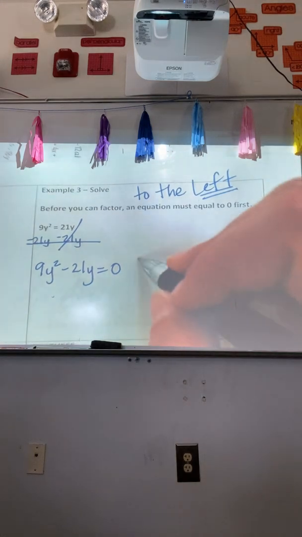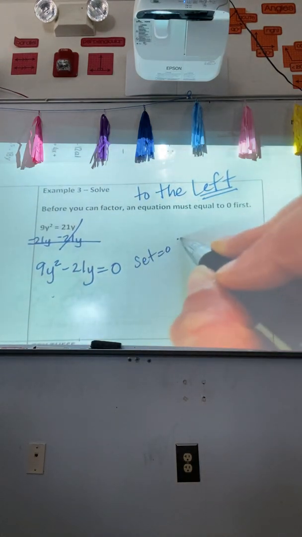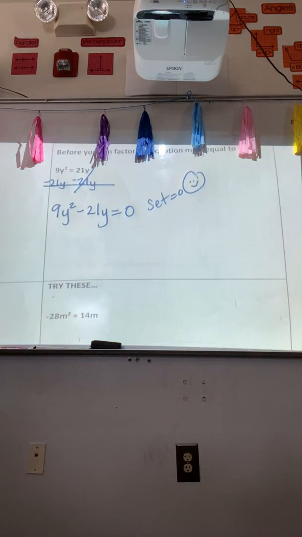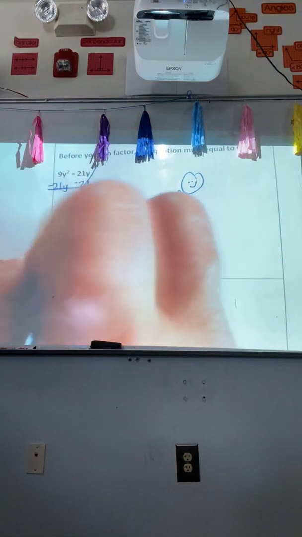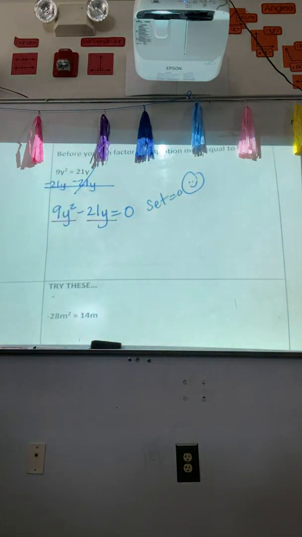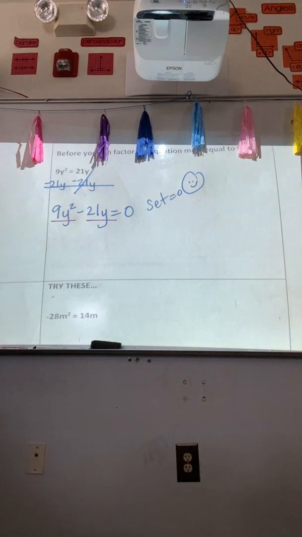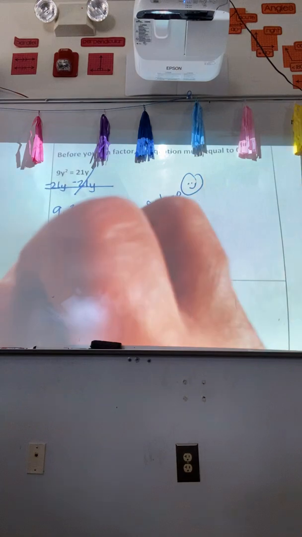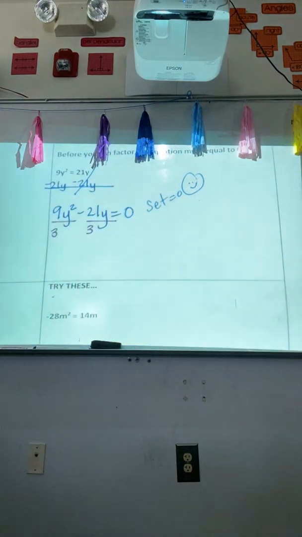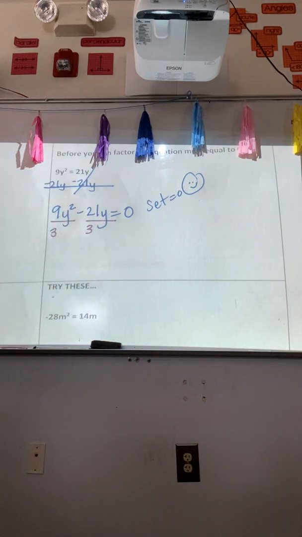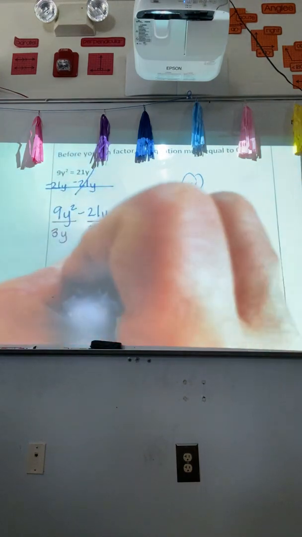Now that it's set equal to 0, good job. What is my next step? Factor, greatest common factor. You so smart. What is the biggest number in 9 and 21? 3. I heard that. All right. And one's a y squared and one is a y. What can I divide out? 1y.